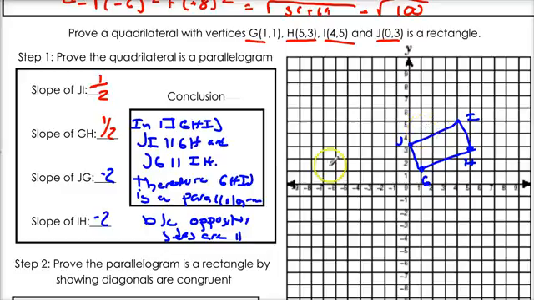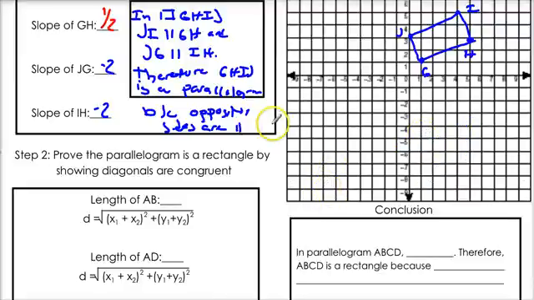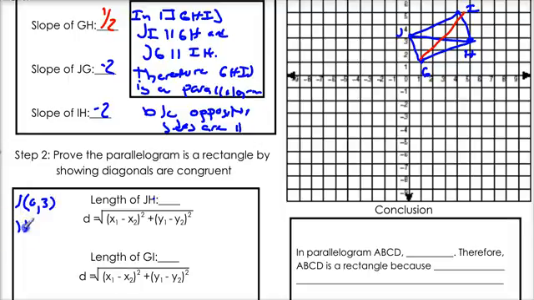We just established it's a parallelogram. Now we're going to show that it is a rectangle by showing the diagonals are congruent. All right, so the way we're going to do it is by using the distance formula to find the length of JH, which is our first diagonal. And then we're going to use this formula to find the distance of G to I. All right, so first let's start with JH. And it'll be helpful if we write down both those coordinates. So J, the coordinate is (0, 3), and H, the coordinate is (5, 3).